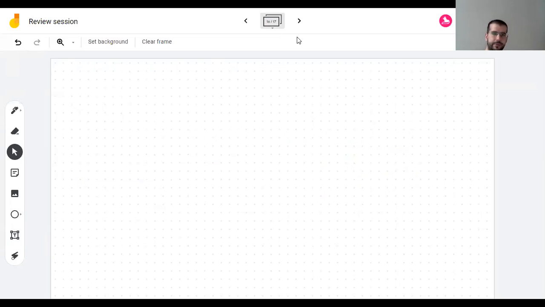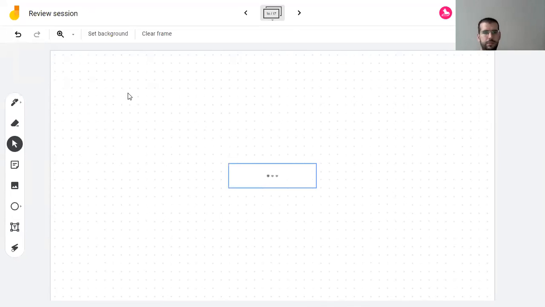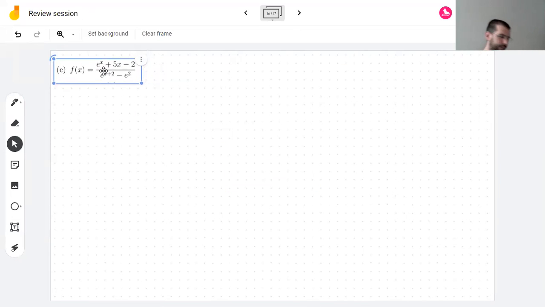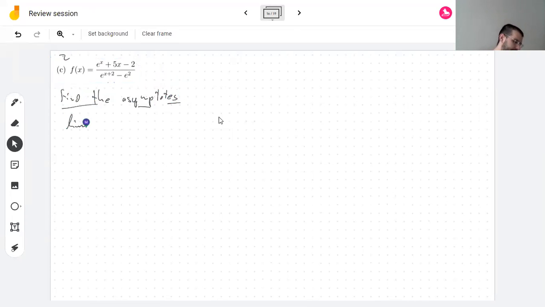2C. Find all the asymptotes of this function. Exciting. So this is question 2. Only one thing to do here, well, to do vertical and horizontal, but vertical asymptotes.